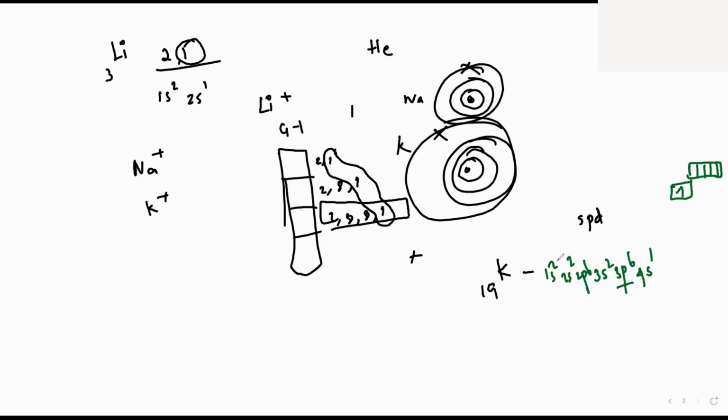So now you can see 1s represents the first shell. So this is what we have written as 2 here. Then 2s 2p together is 8. 3s 3p together is 8, and 4s we have written as one. Okay.